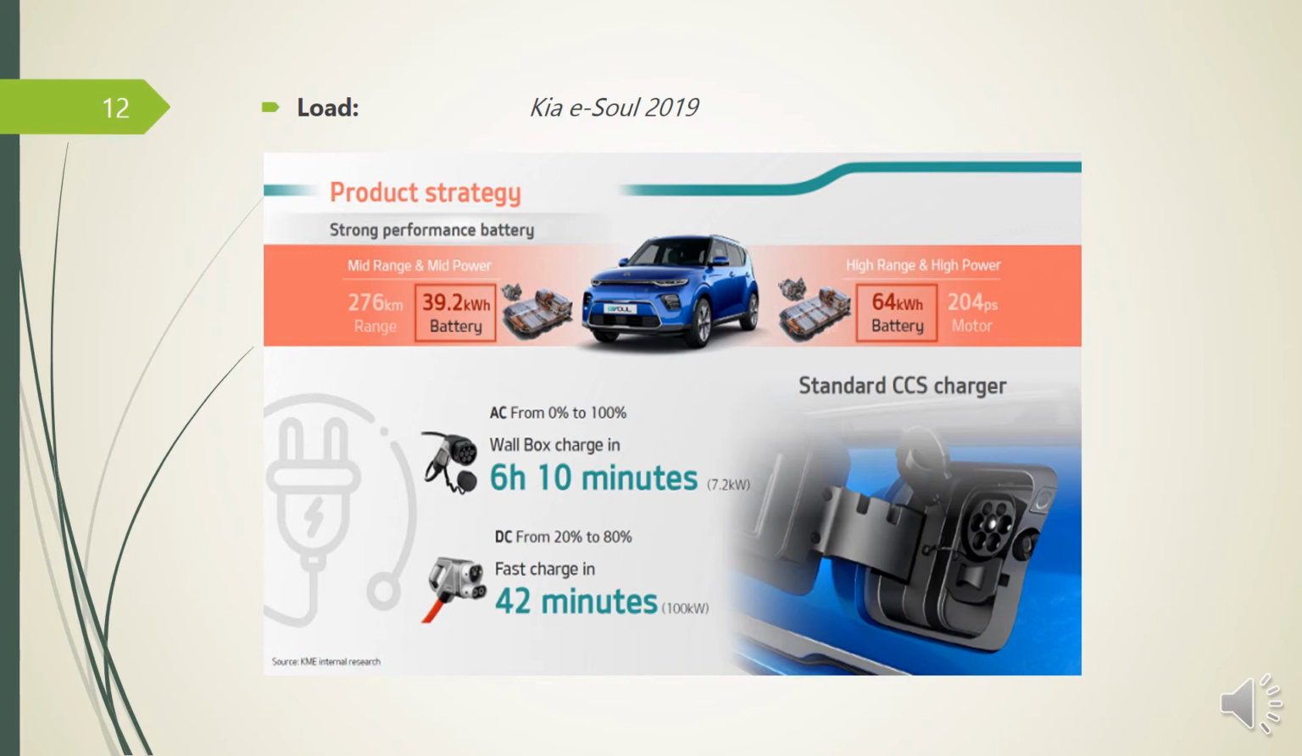As you can see in this picture, this EV is equipped with a 7.5 kilowatt charger, and it takes about 6 hours to become fully charged. So the charging station is supposed to provide at least 7 kilowatts for 6 hours.